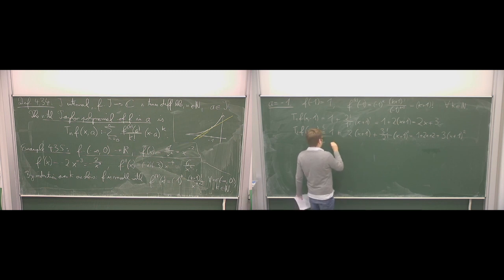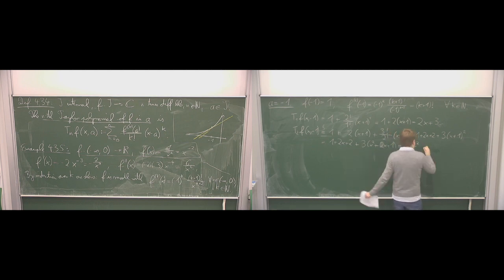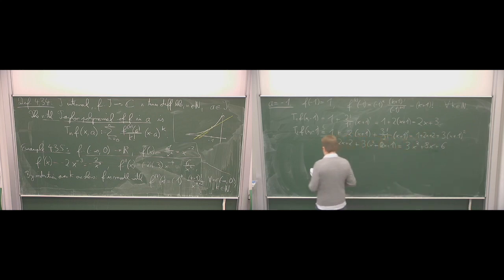So this is 1 plus 2x plus 2 plus 3x squared plus 6x plus 3. And if we just sort things out, this turns out to be, if we order by degree, 3x squared. Here we have 6x, here we have 2x, so it's 8x. And finally 1 plus 2 plus 3, which is 6. So this is the second Taylor polynomial.